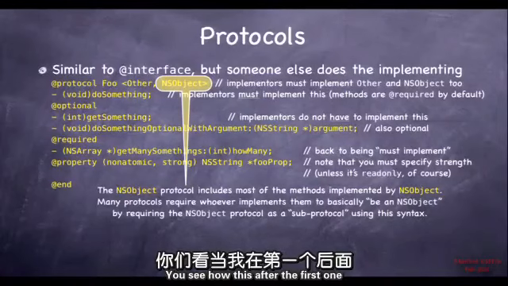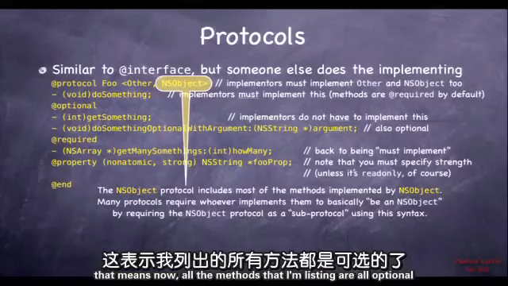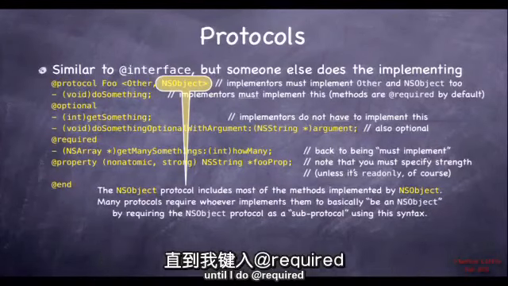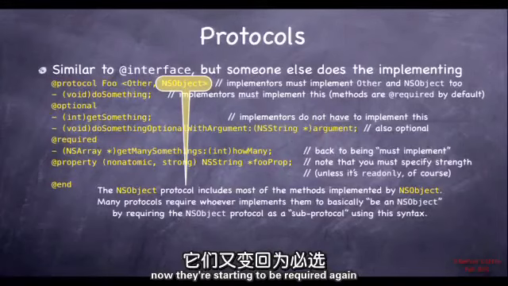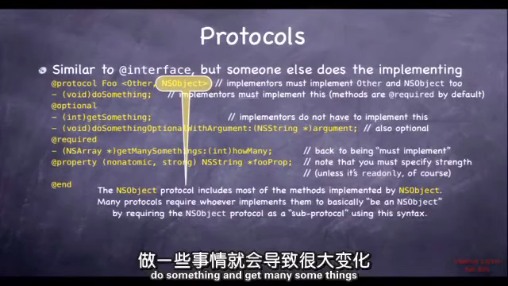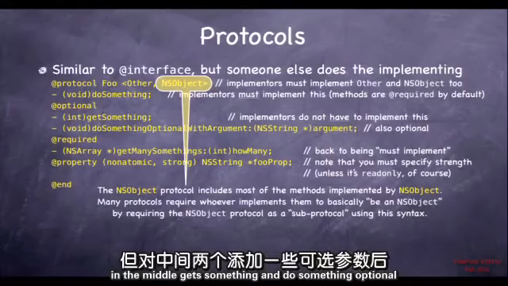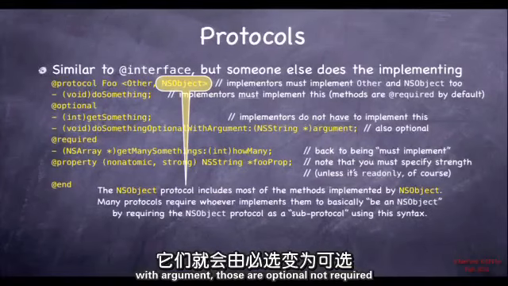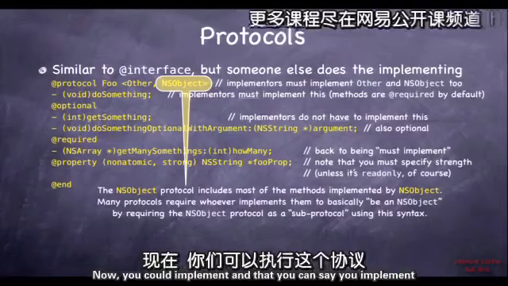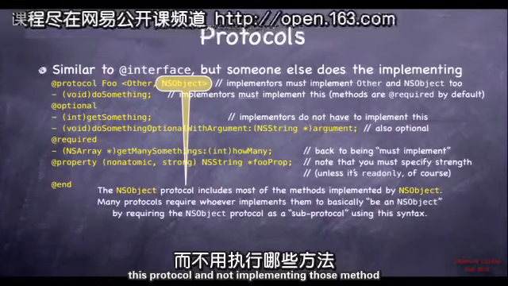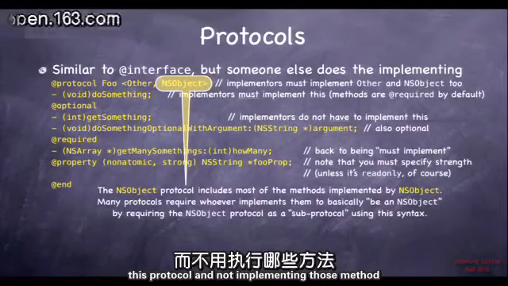You see how after the first one, I put @optional. That means now all the methods that I'm listing are optional, until I do @required, and then they're required again. So in this protocol, doSomething, getManySomethings and the property fooProp are all required. But the two in the middle, getSomething and doSomethingOptionalWithArgument, are optional, not required. In other words, you can say you implement this protocol and not implement those methods, and that's allowed.